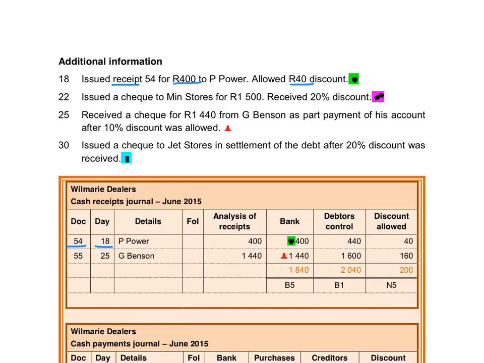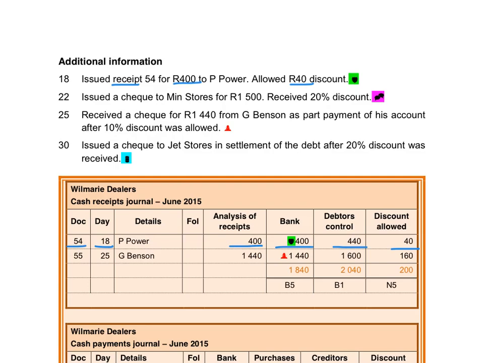The entry is on the 18th, P Power, and we will indicate that we received 400 Rand, so we put it in the till. So the analysis of receipts is like a till. At the end of the day, we take the money to the bank. We allowed 40 Rand discount, so we will reduce the debtors with the 400 Rand and the 40 Rand, and we will decrease them with 440.